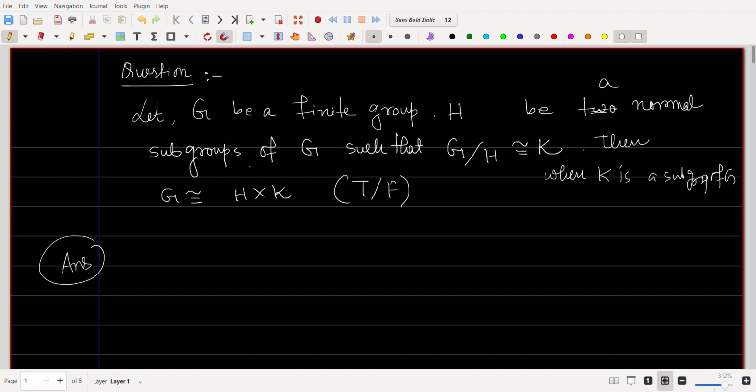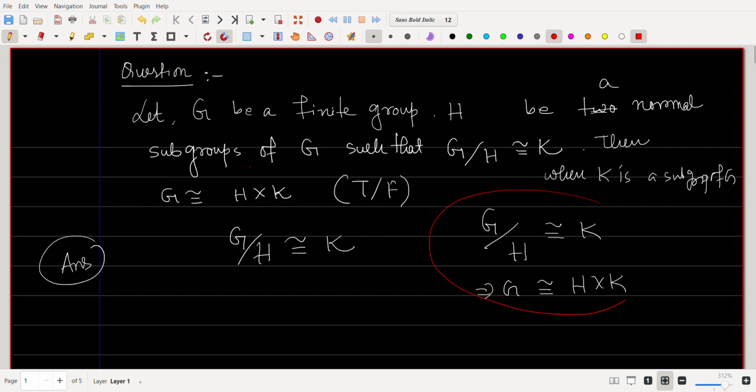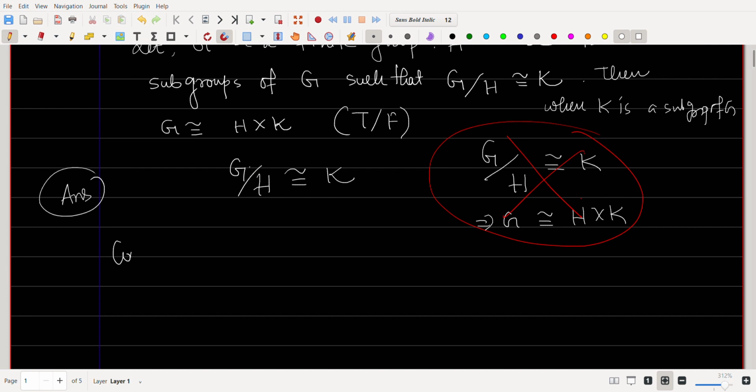Okay, so there are many students who have a misconception that since G mod H is isomorphic to K, it is kind of G divided by H. Isomorphic means it's kind of the same, so that will imply G is isomorphic to H cross K. But it is completely wrong. This is completely wrong, and you can make many counterexamples for this.